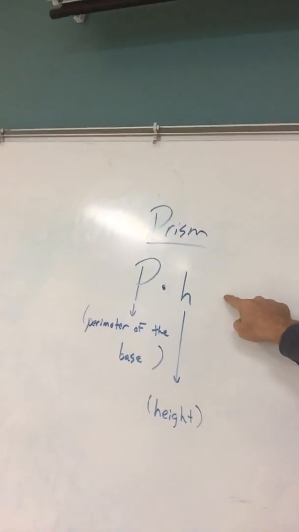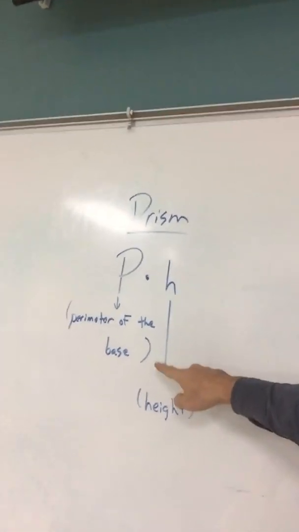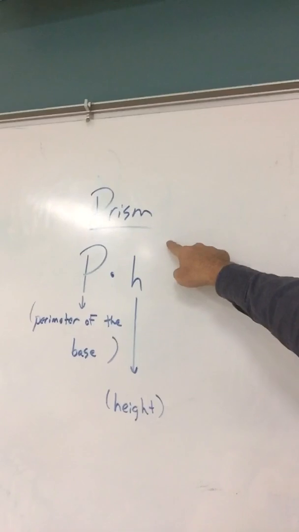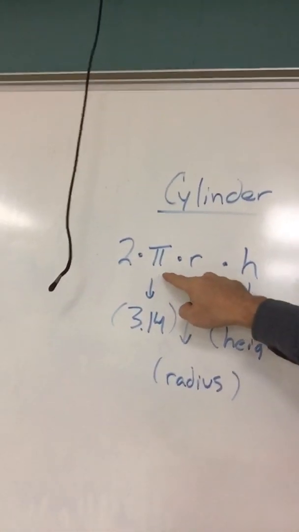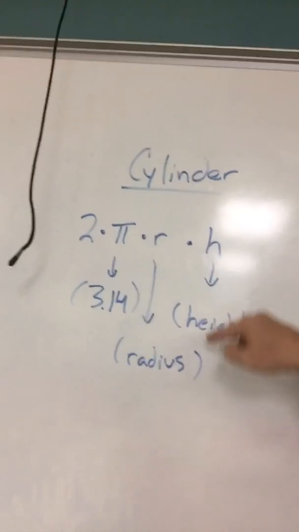If you have a hard time with knowing what that is, I've also put that information right here, which I also showed you earlier. So again, if you've got a prism, capital P times H, perimeter of the base times the height. And over here on a cylinder, your formula is 2 times pi times my radius times my height. Multiply all that together, and that's going to give you the lateral surface area of your cylinder.